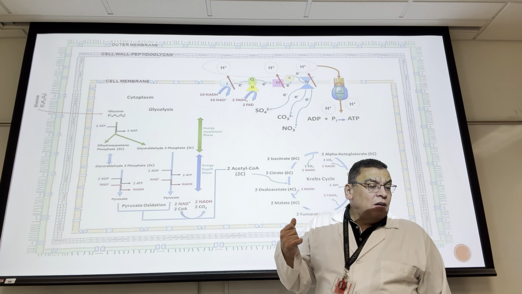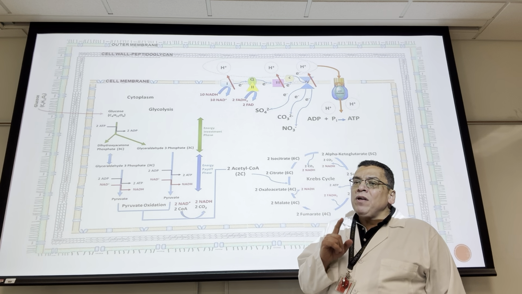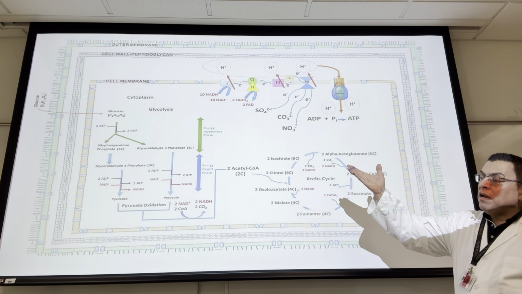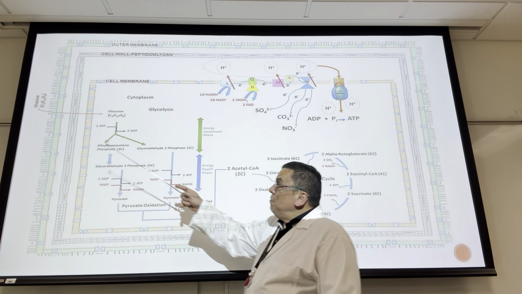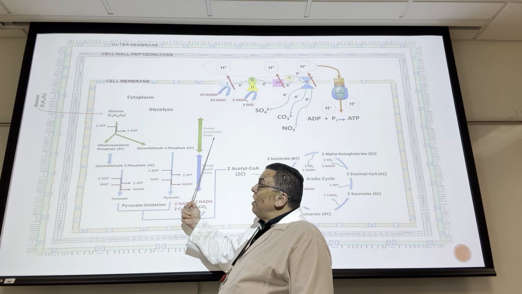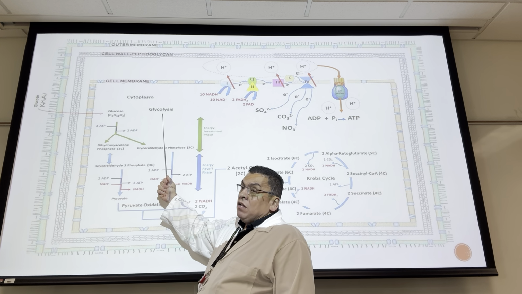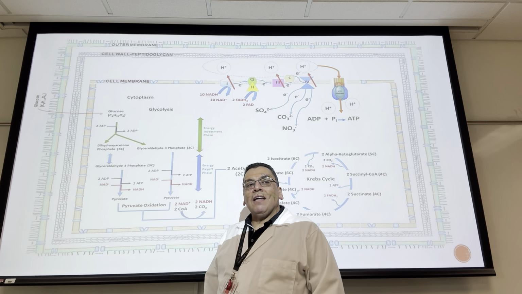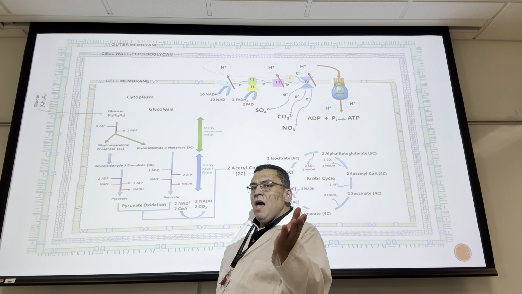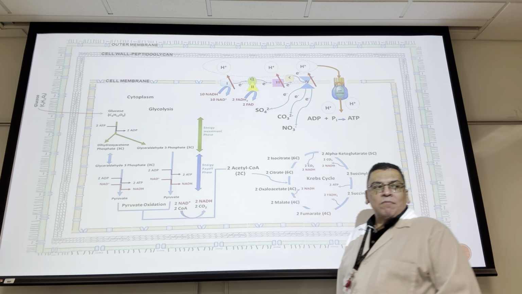How many? It's on the screen. The power of knowing this chart. All the answers to my question, they're right there. 6 carbon sugar, 2 ATPs being used. That's why it's called the energy investment phase. This is breaking down the sugar. Yeah, that's why it's called glycolysis. Where is it happening? Cytoplasm of bacteria, right? Where is it happening in your cells, eukaryotes? Also cytoplasm. Very good.